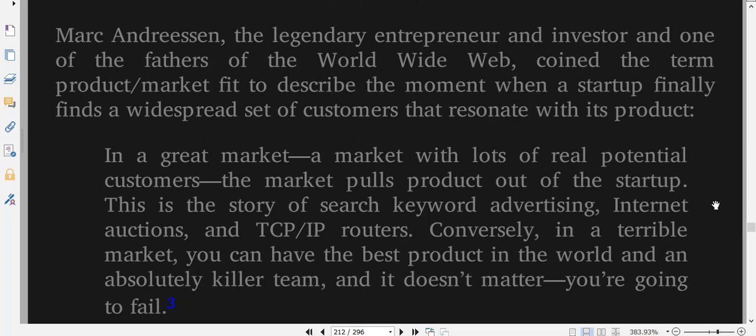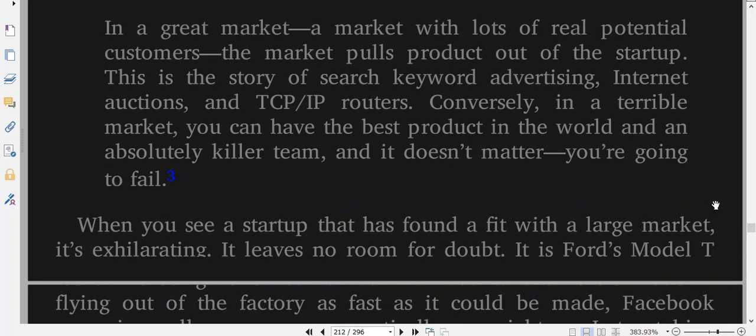Marc Andreessen, the legendary entrepreneur and investor and one of the fathers of the World Wide Web, coined the term product market fit to describe the moment when a startup finally finds a widespread set of customers that resonate with its product. In a great market, a market with lots of real potential customers, the market pulls product out of the startup. This is the story of search keyword advertising, internet auctions, and TCP/IP routers. Conversely, in a terrible market, you can make the best product in the world and have an absolutely killer team, and it doesn't matter, you are going to fail.